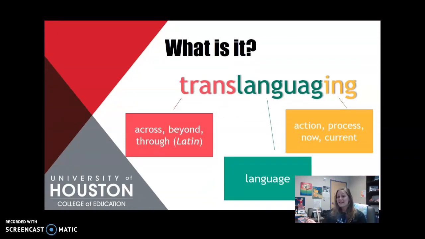What I would like to do now is to go into and break down translanguaging. What does trans mean? Very good. What does language mean? Wonderful. What does ing mean? Great. Now, can you try and put that all together into a workable definition? Great. We're going to continue with the next slide.